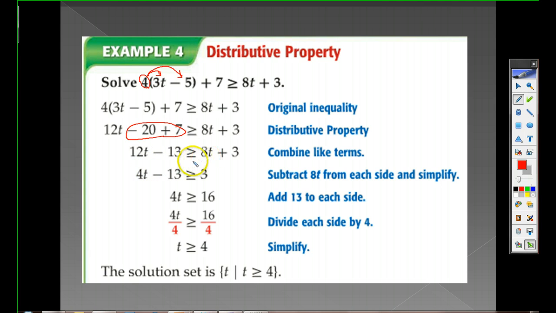Now you subtract 8t on each side. 12t minus 8t became 4t. Add 13 to each side. This side became 16. Divide by 4. x is greater than or equal to 4.